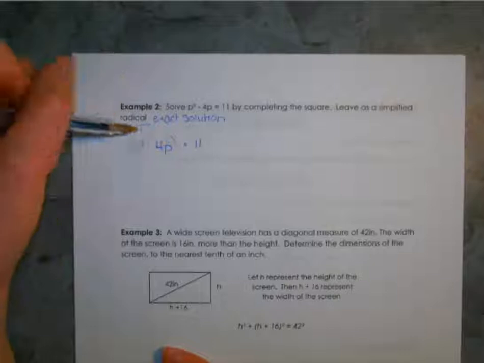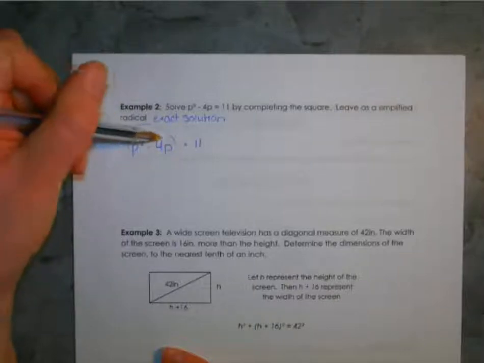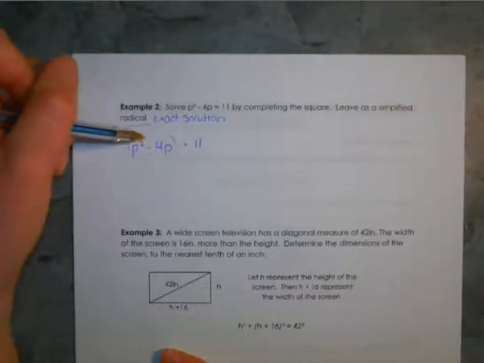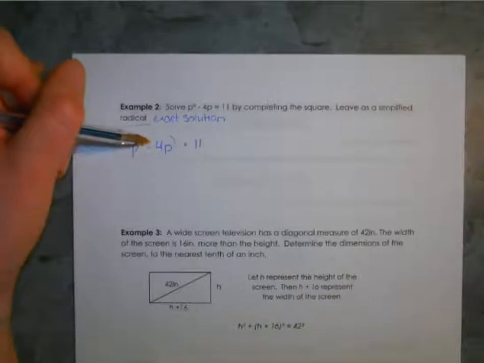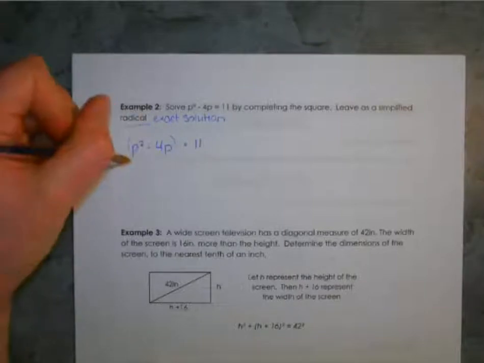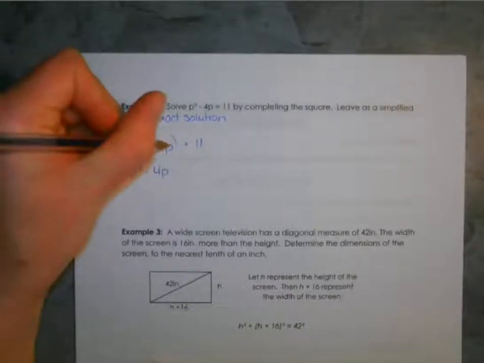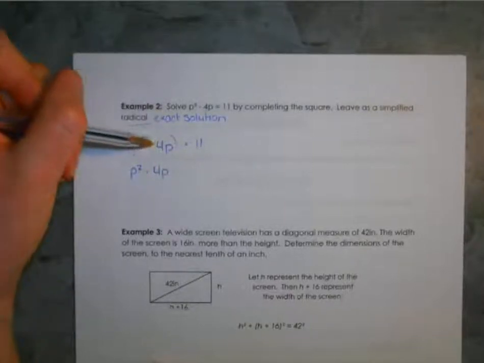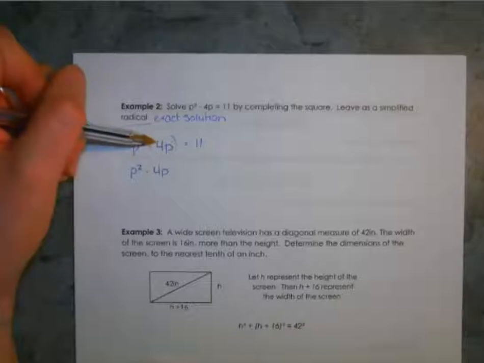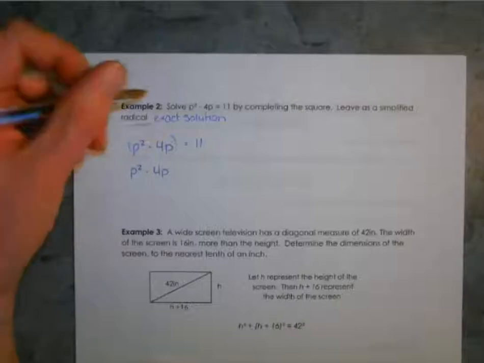Now what I want to do with these 2 terms, because I have a p squared and a 4p, is I want to complete this square. Okay, so p squared minus 4p. In order to complete this square, I need to figure out what half of 4 would be, 2, and then if I square that, it's going to be 4.